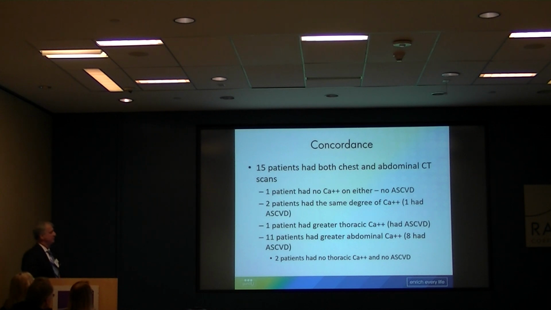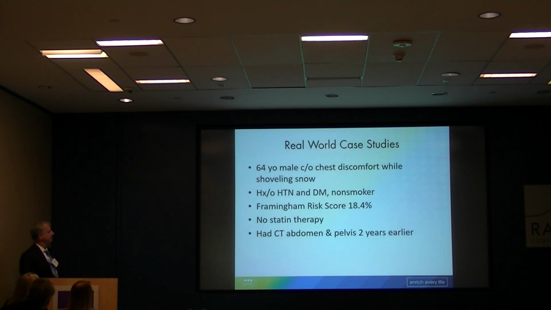15 patients had both chest and abdominal CT scans. 1 patient had no calcium on either and had no coronary disease. 2 had the same degree of calcium. 1 out of 2 had coronary disease. And 2 patients had no thoracic calcification and no coronary artery disease in the group of 11 that had greater abdominal aortic calcification. So this is a case right out of our data set, which I just love.